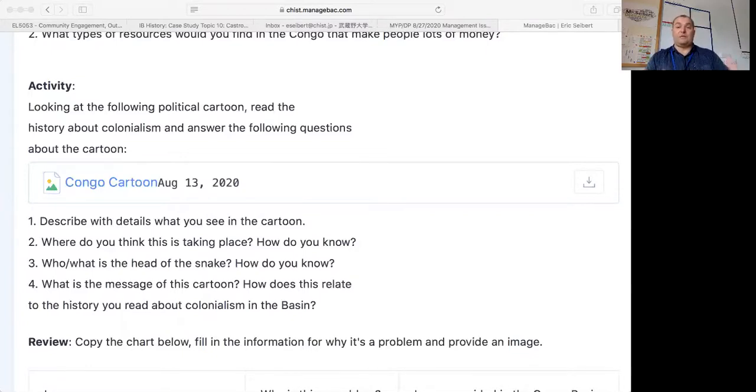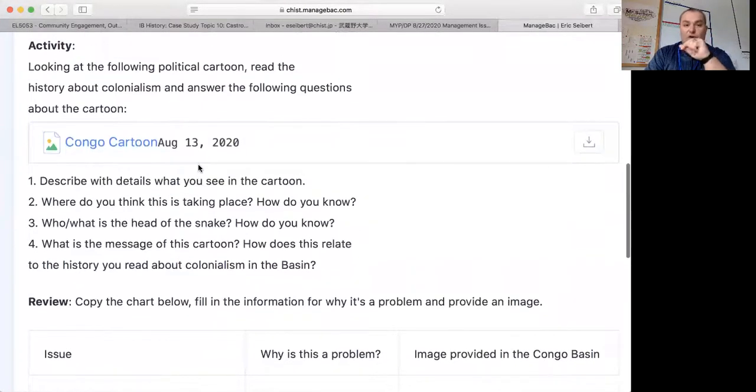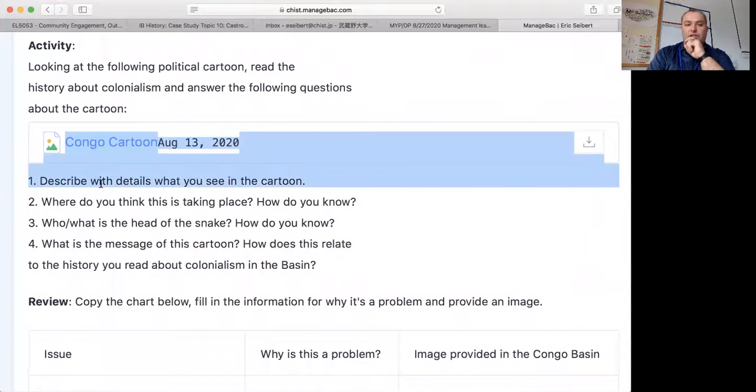That made me take a step back and say, okay, how am I going to approach this? So I have revised the lesson. When you use a political cartoon, I recommend starting with the basics. So I have the first question here: details.